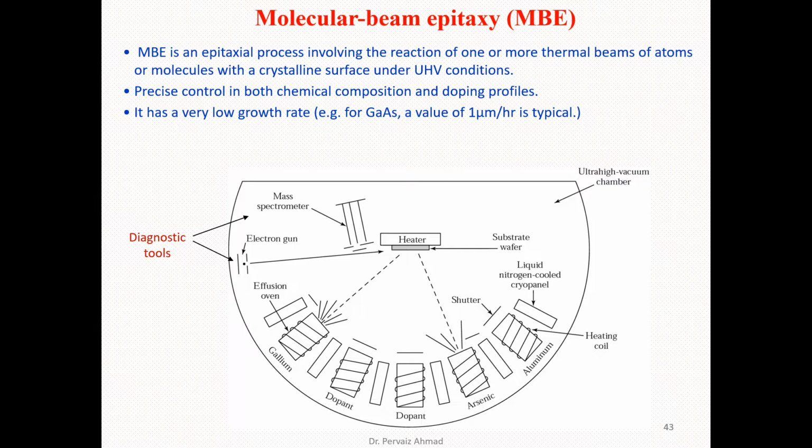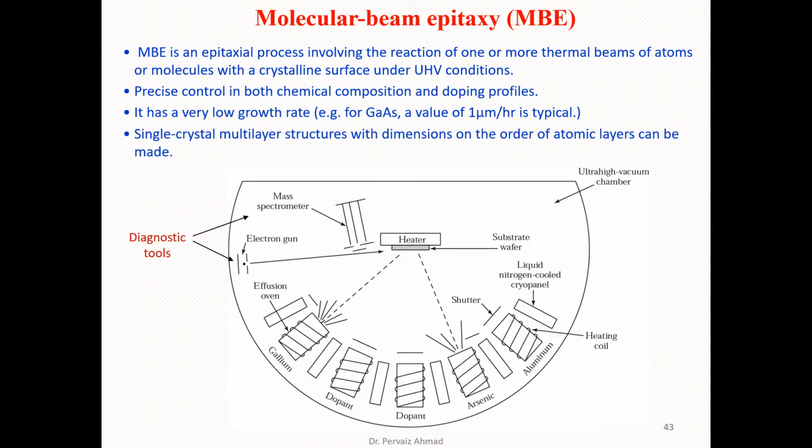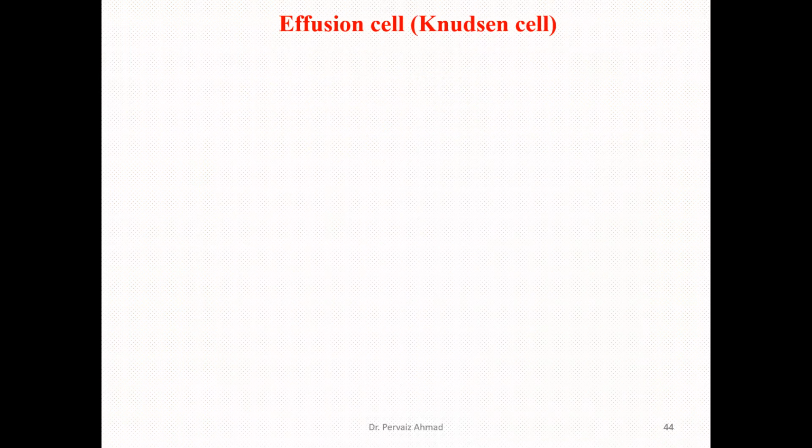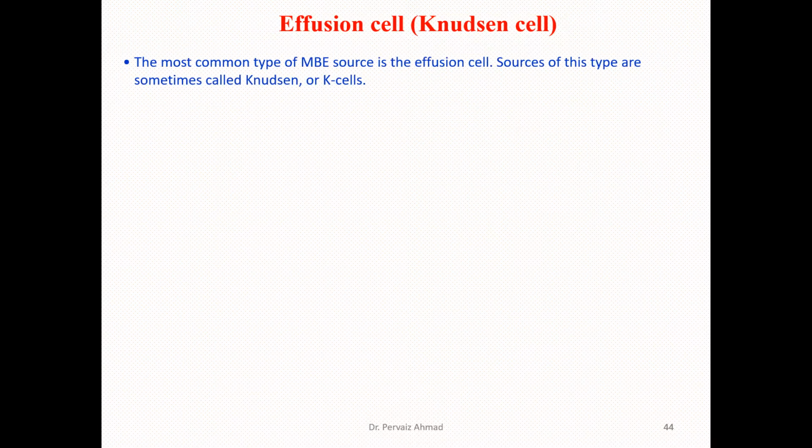And we remember this is a typical growth rate for gallium arsenide in MBE. Single crystal multi-layered structures with dimensions on the order of atomic layers can be made or deposited with these techniques. The effusion cell or Knudsen cell is the most common type of molecular beam epitaxy source, and sources of this type are sometimes called Knudsen or K cells.